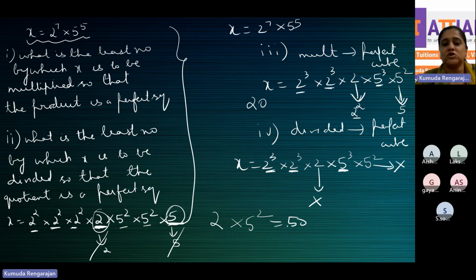Here the answer is 50. It should be multiplied by 20. It should be divided by 50. The answer will be different for perfect cube. Multiplied, divided to make it a perfect cube, the answer will be different. But for perfect square, multiplied, divided to make it a perfect square, you'll get the same answer. Whatever is to be multiplied, the same thing has to be divided.